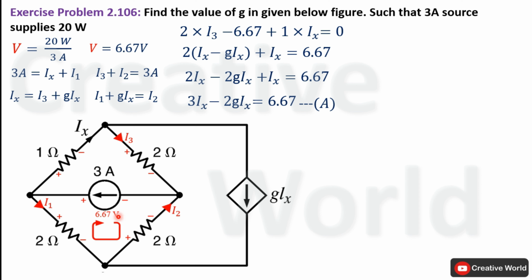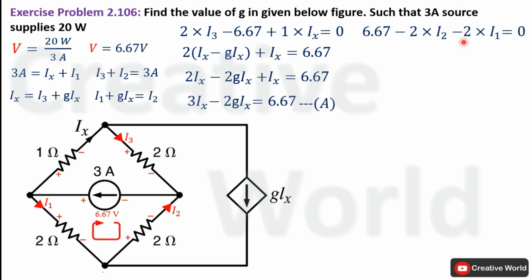Start writing the KVL equation for this closed loop. Start from here. Current entering terminal is positive, so 6.67 volt will be taken with positive sign. Next, current entering terminal is negative, so voltage across this 2 ohm resistance, that is the product of I2 and 2 ohm, will be taken with negative sign. Next, current entering terminal is negative, so voltage across this 2 ohm resistance, that is the product of 2 ohm and I1, will be taken with negative sign.